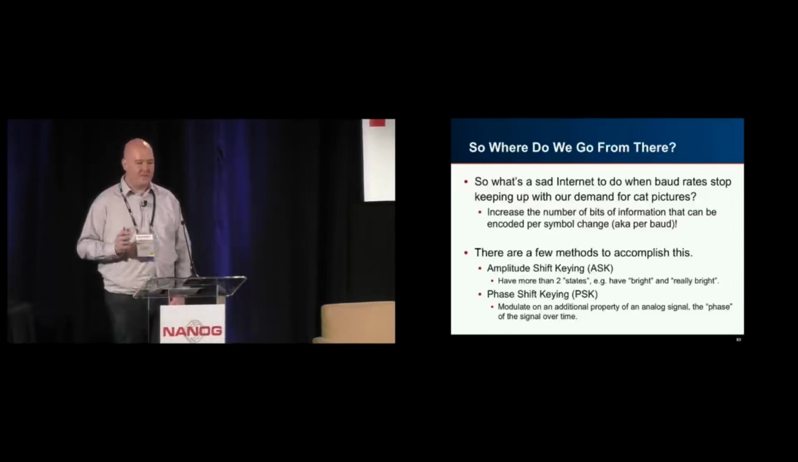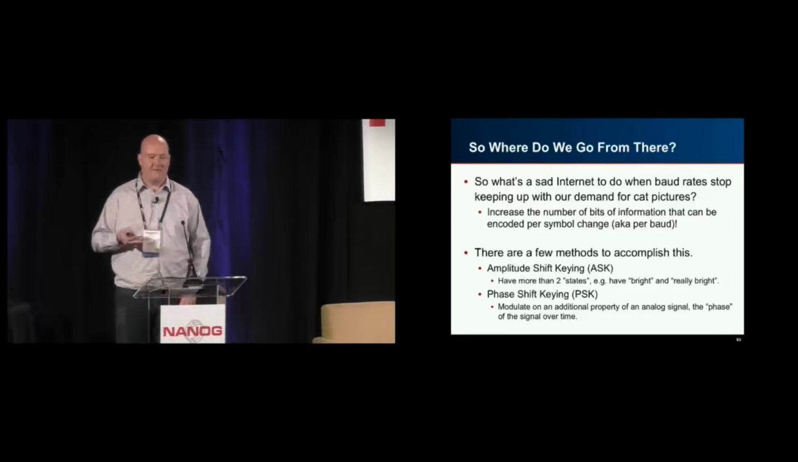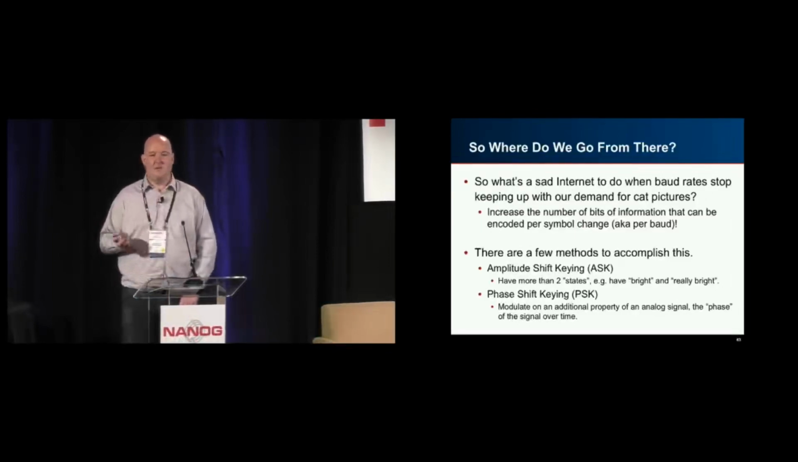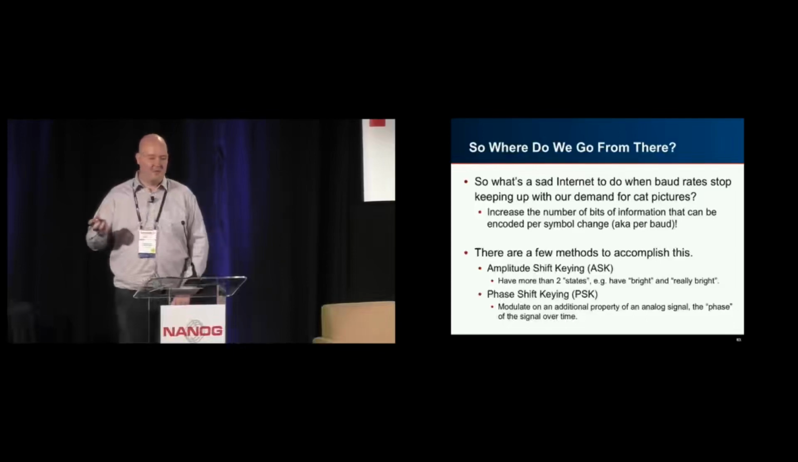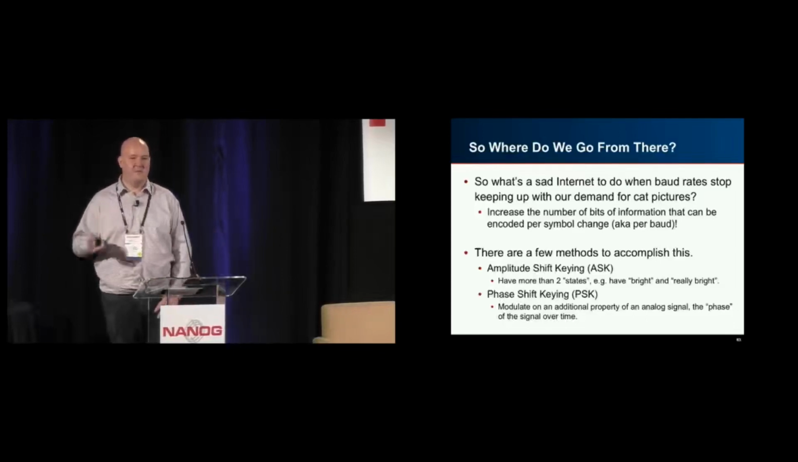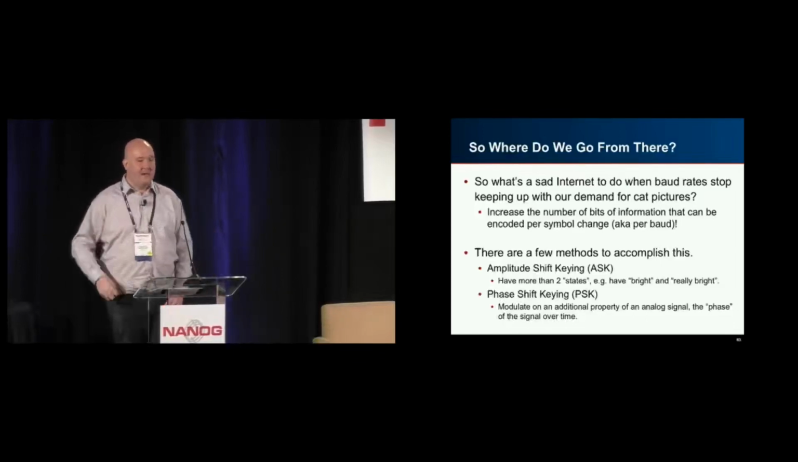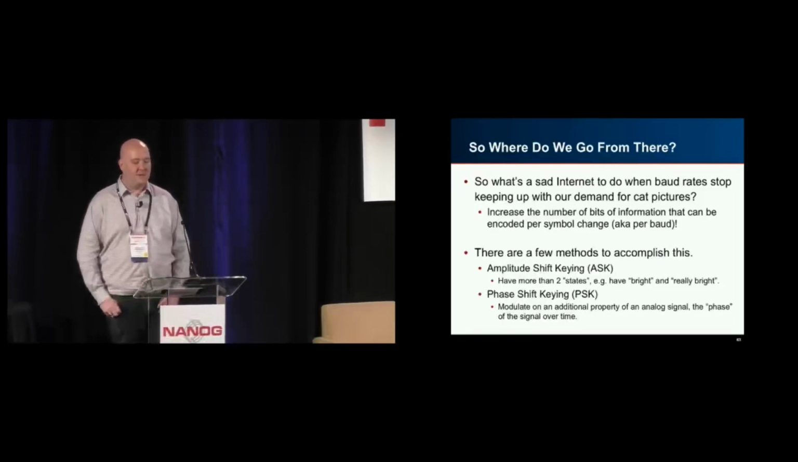There's a couple different ways you can do that. In the world of ASK, in the world of amplitude keying, the easy way to do that is to introduce more than 2 states. So instead of having a bright and a dim, we now have a bright and a really bright. So you can encode more information with different levels of state. And the other method is to move to something called phase shift keying. That's modulating on a property of the analog signal called the phase.